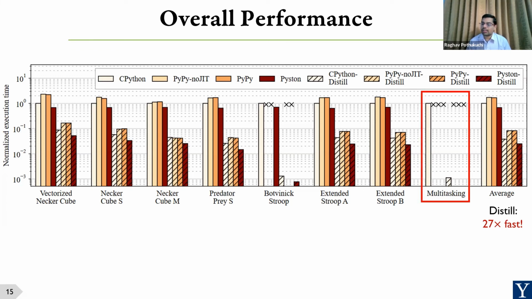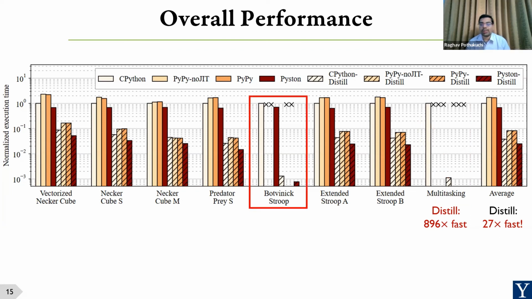Next, consider the multitasking model. This model cannot be run in PyPy and Pyston because they do not support running PyTorch. In the standard CPython environment, using Distill makes the execution 896 times faster by eliminating the transitions between the various frameworks. Next, consider the Botvinick-Stroop model. This model does not run in the PyPy environments because it runs into an out-of-memory error after exhausting all the 16 GB of memory present on our test machine. On the other hand, with Distill, the framework is able to achieve around 923 times faster execution.